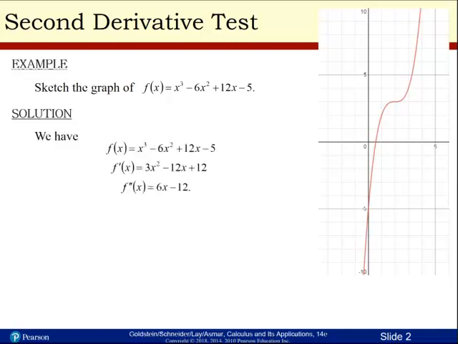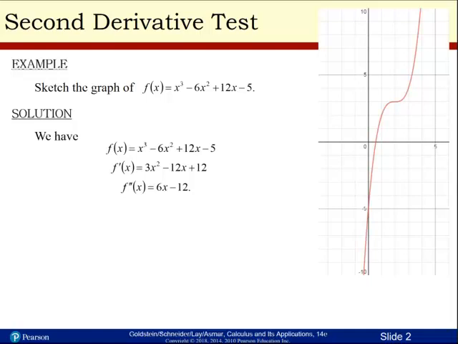So first off, we need to find both the first derivative and the second derivative. So if we have the function f of x equals x cubed minus 6x squared plus 12x minus 5, then the first derivative, f prime of x, equals 3x squared minus 12x plus 12, using my power rule. To find the second derivative, I'll use the power rule again, take the derivative of my first derivative, and I'll get 6x minus 12.